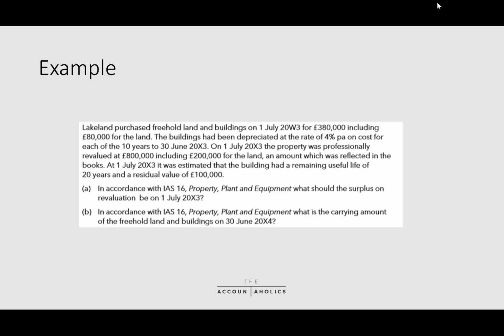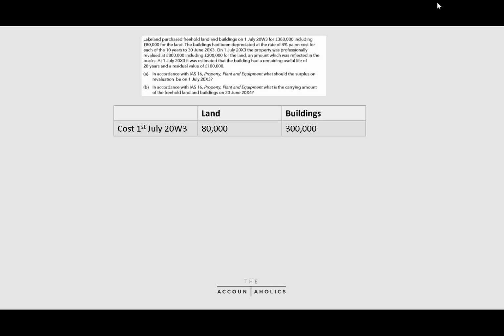So how do we approach this? Now, the best way to attempt this question is to set up a little working whereby land and buildings are separated. I like to do this because it reinforces that land is not depreciated, buildings are. I'm simply extracting the information about the original cost for both the land and buildings. We know that it's going to be depreciated for 10 years up until the point when it was revalued at the beginning of the current year.